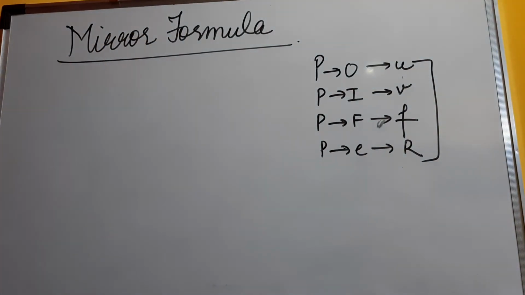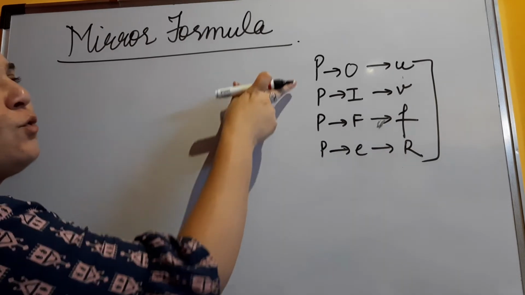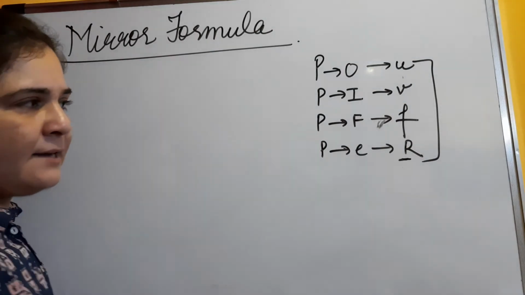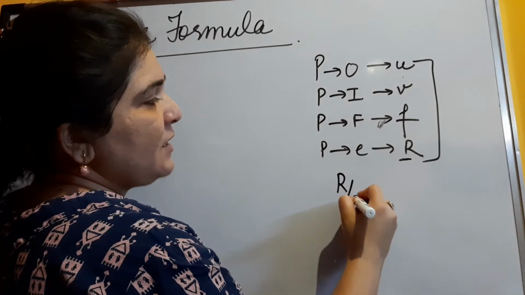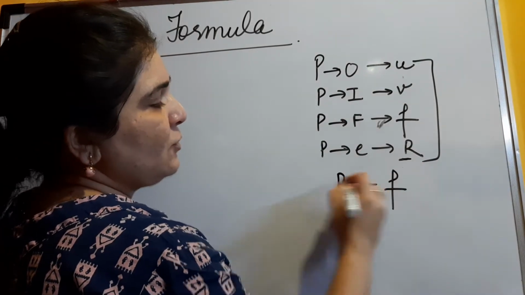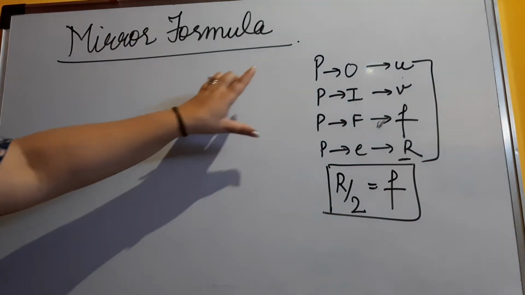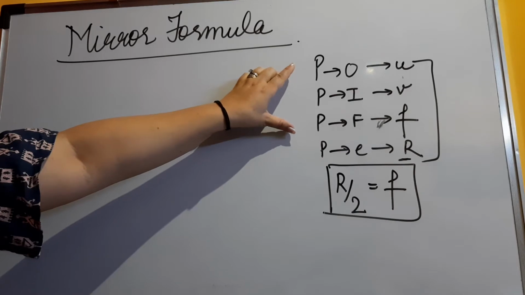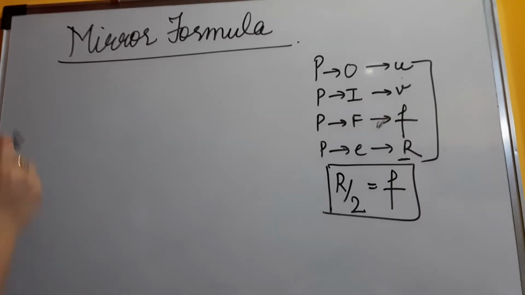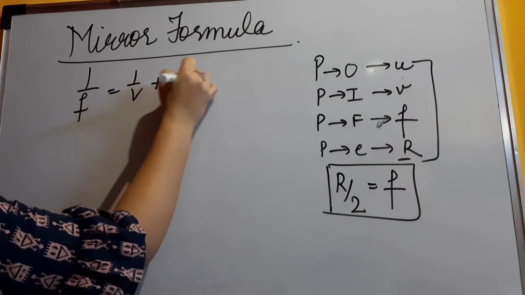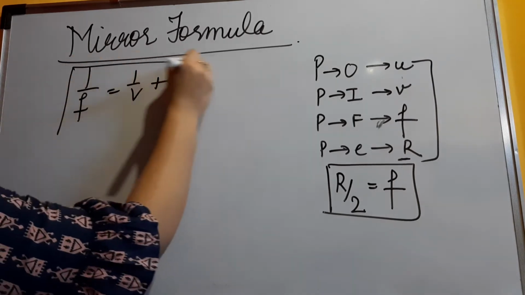Now the mirror formula basically gives you the relationship between u, v and f, and we can say r also because r and f are related. Half of the radius of curvature will give you the focal length. So the mirror formula is talking about these three things, u, v and f, and the formula says that 1/f = 1/v + 1/u, as earlier also we had talked about it.